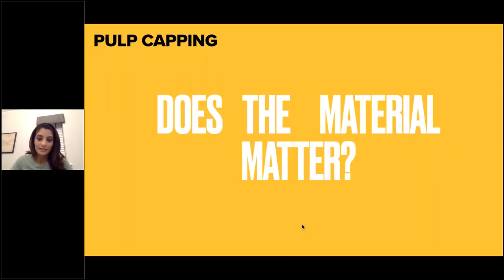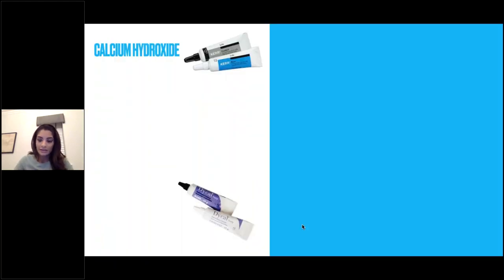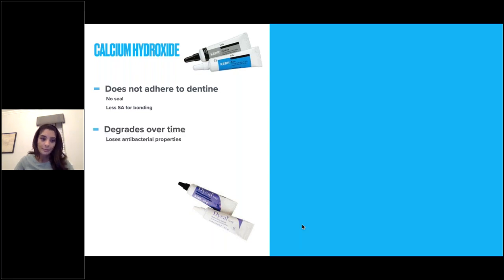So with pulp capping, does the material matter that we pulp cap with? Well, traditionally, calcium hydroxide has been used for pulp capping, whether it's an indirect pulp cap or a direct pulp cap. But studies have shown that this is not ideal because it doesn't actually adhere to dentine. There's no actual stick, no seal. And it also therefore provides less surface area for bonding of your other material, for example, the composite that you're going to place on top.